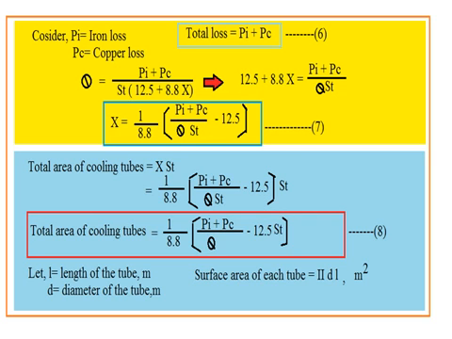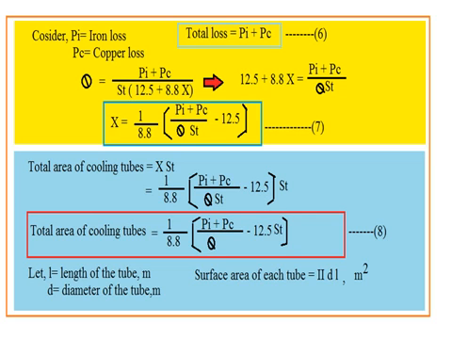We know two types of losses are there. Iron loss is Pi, copper loss is Pc. Hence, total loss equals Pi plus Pc. Hence, theta equals total loss Pi plus Pc divided by St times (12.5 plus 8.8x). So we are getting the equation. You have to solve for x. Finally, you are getting x equal to 1 divided by 8.8 times (Pi plus Pc divided by theta St minus 12.5). This is equation number 7. So this is the x value.